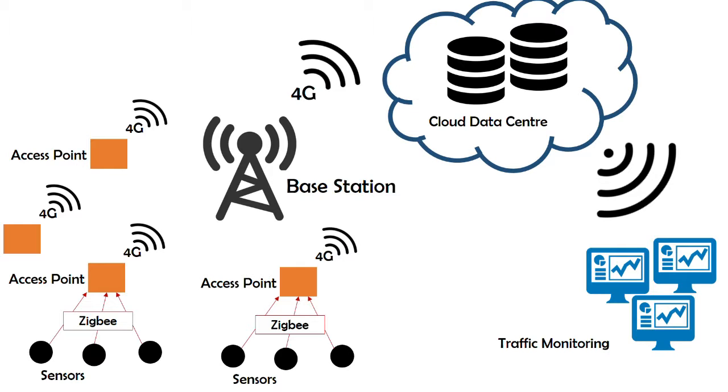It is sent to the access point. The access point collects all the data and sends it to the base station. The base station collects all the data and turns it into meaningful data, and then sends it to the cloud data center via cellular. The cloud data center will send all the information to the traffic control system, which does the traffic monitoring.